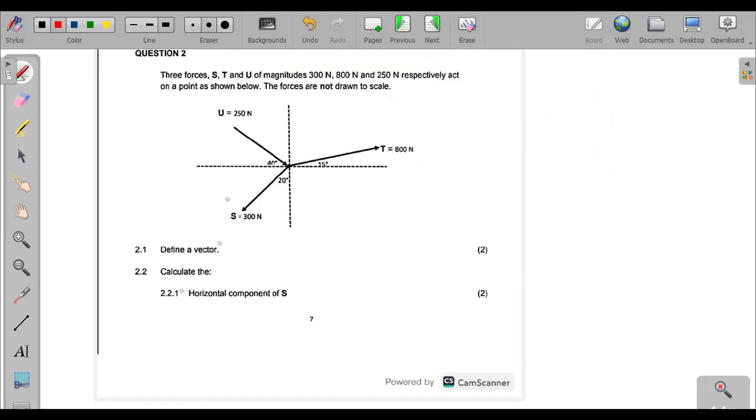Okay, let's go to 2.2.1. Calculate the horizontal component of S. So we just want the horizontal component. As a matter of fact, which one is it? From the tail of S towards the head, following the horizontal and then the vertical dimension, it means we are taking this direction here. This is the horizontal component that the question is asking. The one that goes down marks the vertical component. We can call it Sx or Sy, but I'll refer to it as Fx there.